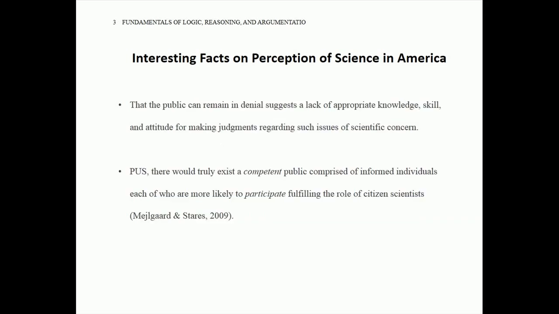That the public can remain in denial suggests a lack of appropriate knowledge, skill, and attitude for making judgments regarding such issues of scientific concern. With improved PUS, there would truly exist a competent public comprised of informed individuals, each of whom is more likely to participate in fulfilling the role of citizen scientists. Milgard and Stairs, 2009. Interesting facts on perception of science in America.